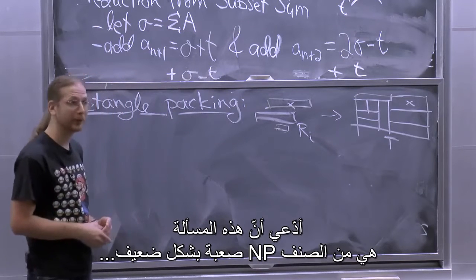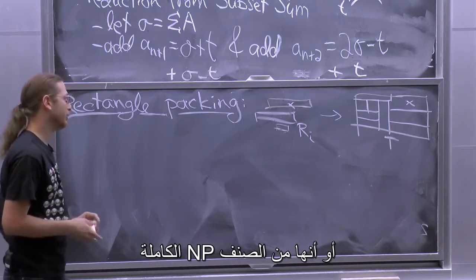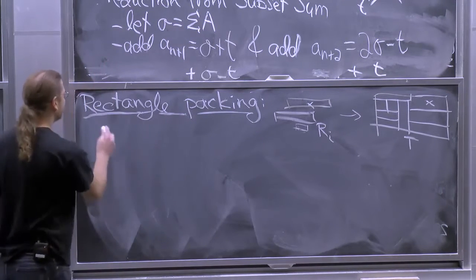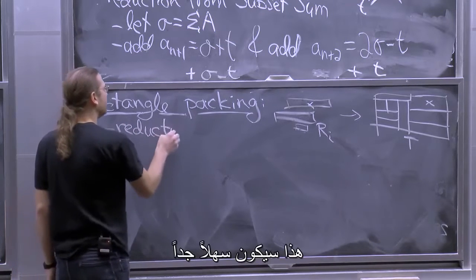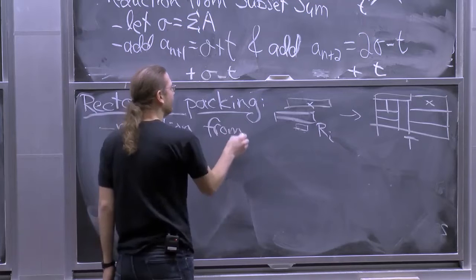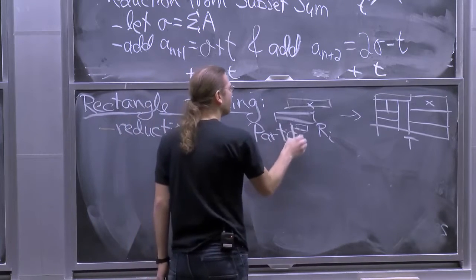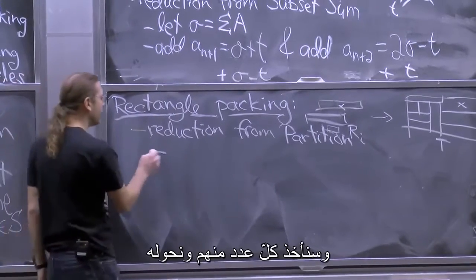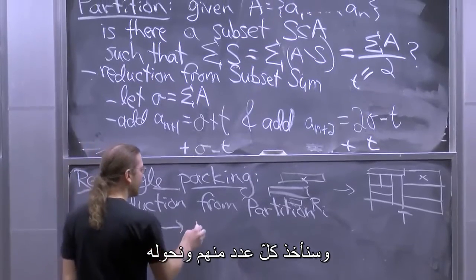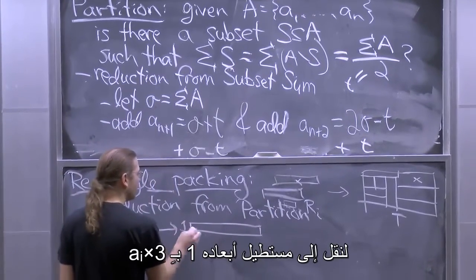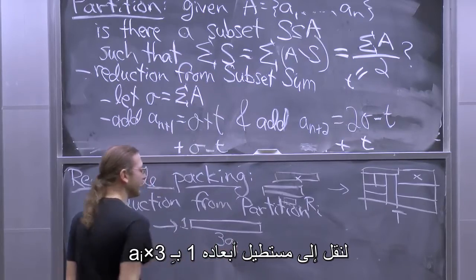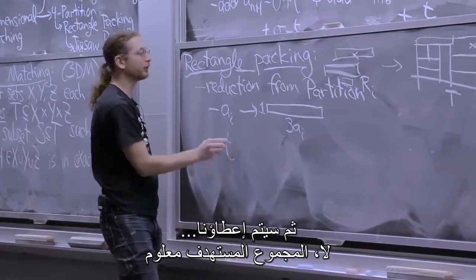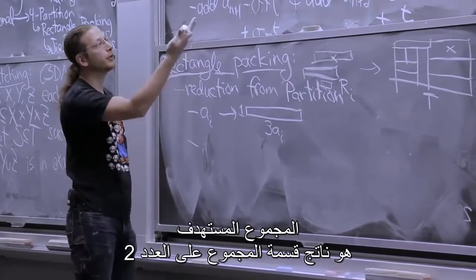I claim this problem is weakly NP hard. I guess NP complete, by a reduction from partition. This will be super easy. If you followed what the definition of partition is, we're given some integers a_i, and we're going to take each of them and convert them into, let's say, a 1 by 3a_i rectangle. 3 is to avoid some rotation, we'll see. And then the target sum is given. Target sum is the sum over 2.